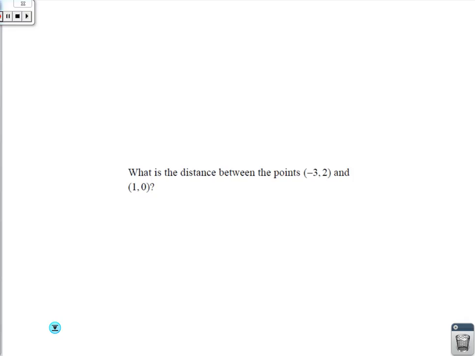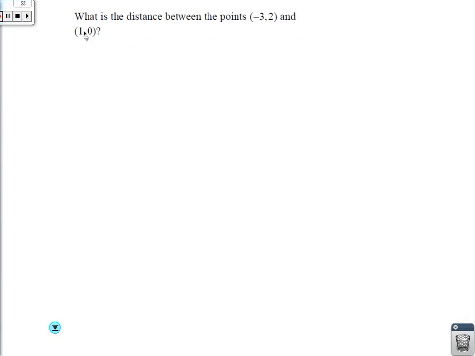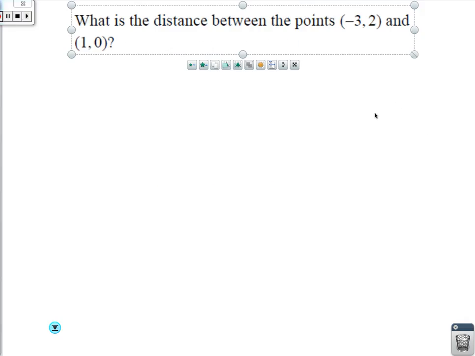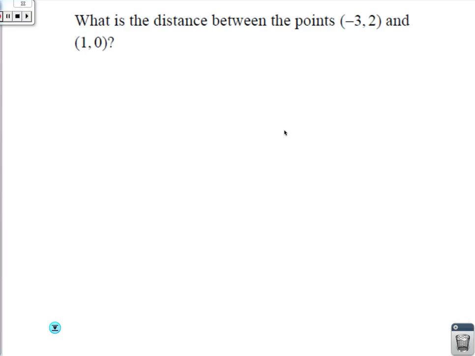Another distance problem. Let's work this one the other way. Let me show you how to do this with a shortcut. First off, look at your x's and ask yourself, what's the distance? I'm going to draw a little triangle here just to show you what we're doing. What's the distance between my two x's? 1 to negative 3 is 4. What property did you just use?